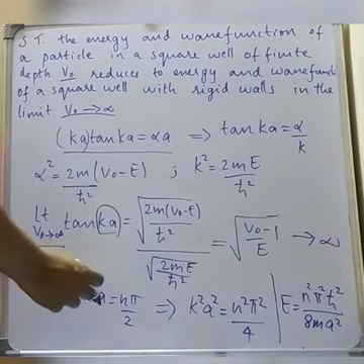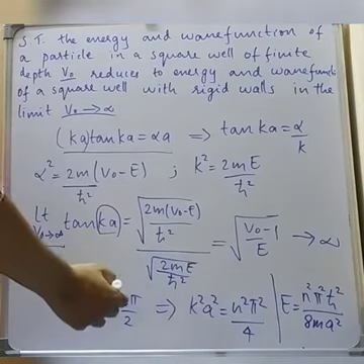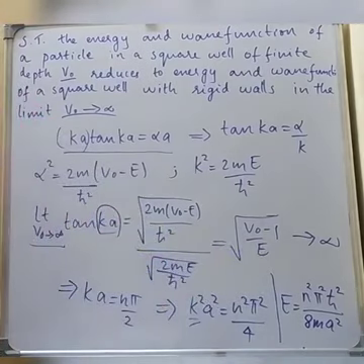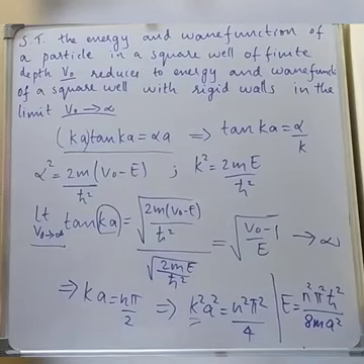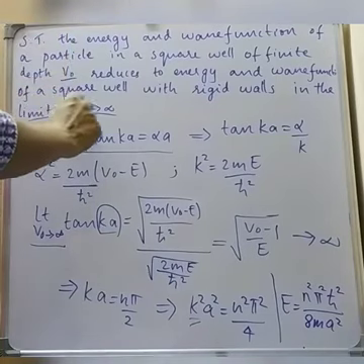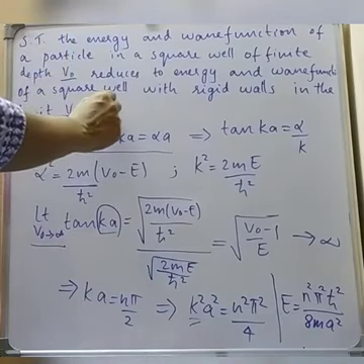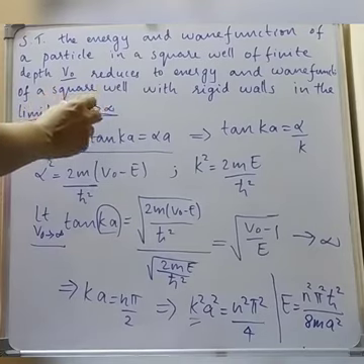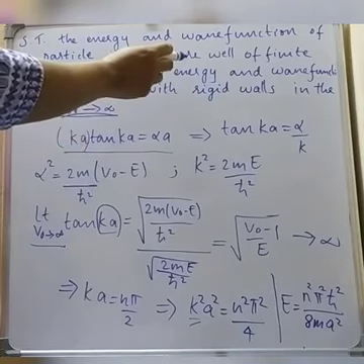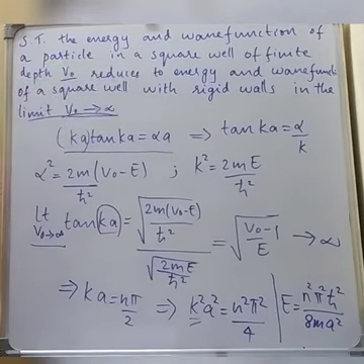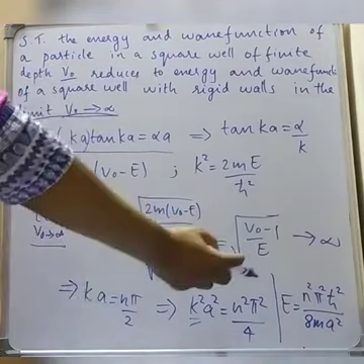So we have Ka is equal to n pi by 2. Squaring and applying the value of K square, we have the energy eigenvalue of the infinite square well potential. So the infinite square well potential can be determined as a limit of the finite square well potential. When V0 tends to infinity, the square well of finite walls tends to the infinite square well. So we have the corresponding energy eigenvalue.